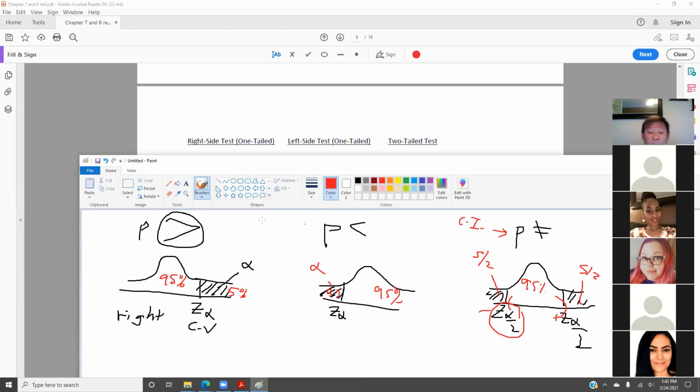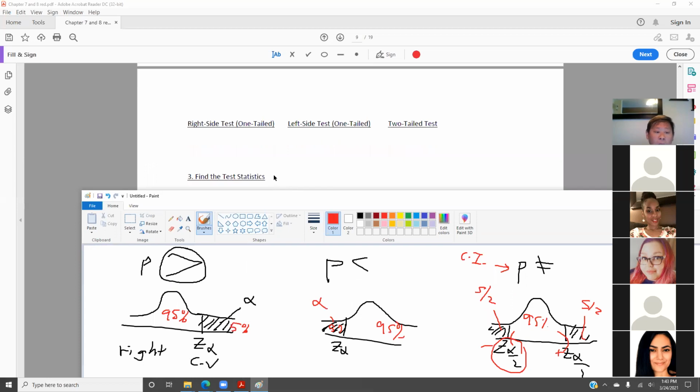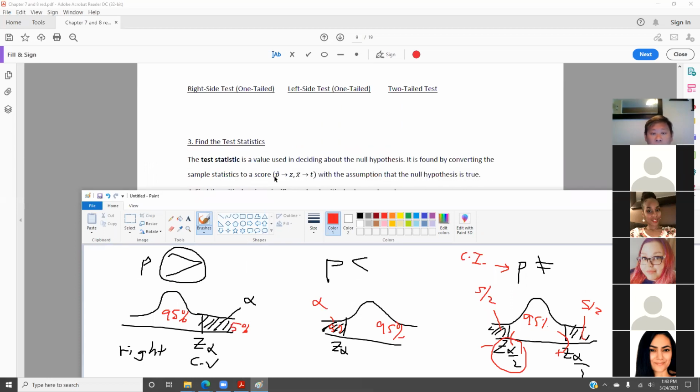But sometimes it can be a left tail, sometimes it can be a right tail. So don't forget that alpha can change to become alpha over 2 if it's a two tail test or confidence interval, or it can just be alpha by itself if it's a left or right tail. So this is what we call one or two tail test.